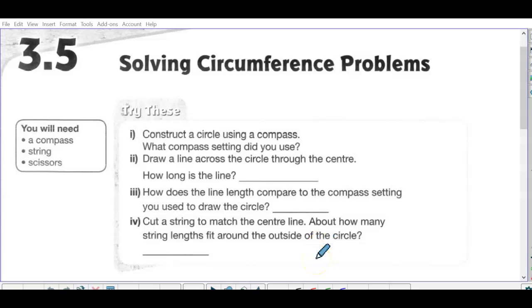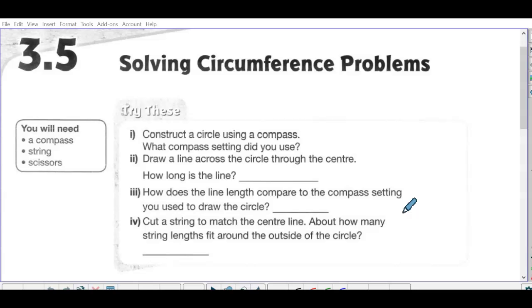Chapter 3.5, Solving Circumference Problems. So circumference is just perimeter for a circle, and you've already done this in elementary and junior high, but again, the only difference here is that maybe you have to do some conversions between units. So it's kind of putting more than one concept together.